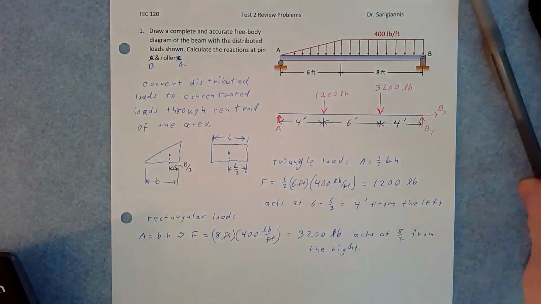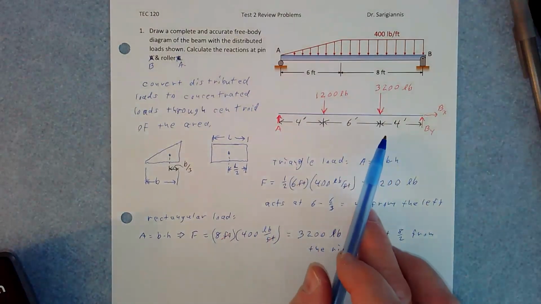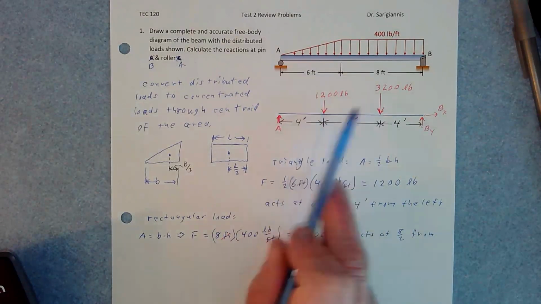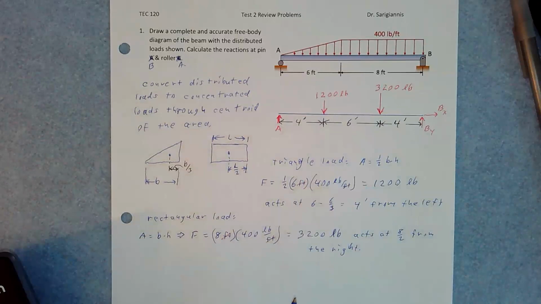All right, so now we have our free body diagram. This is our complete free body diagram. Notice it has our reaction forces, unknown at this point, our applied loads, converted from distributed loads, and also important dimensions that we need.